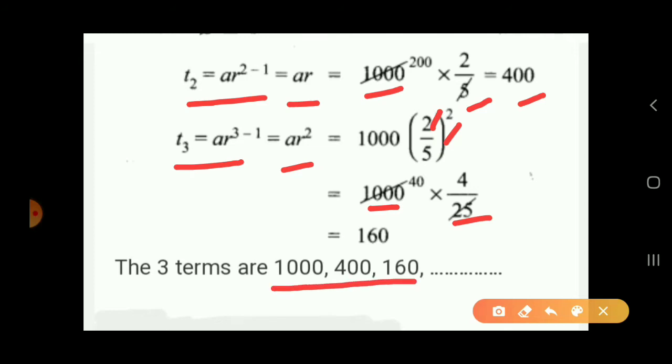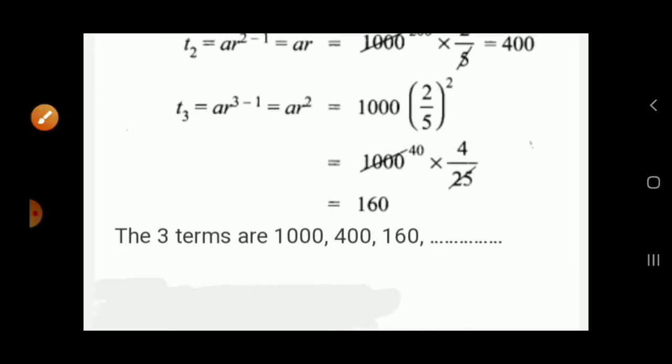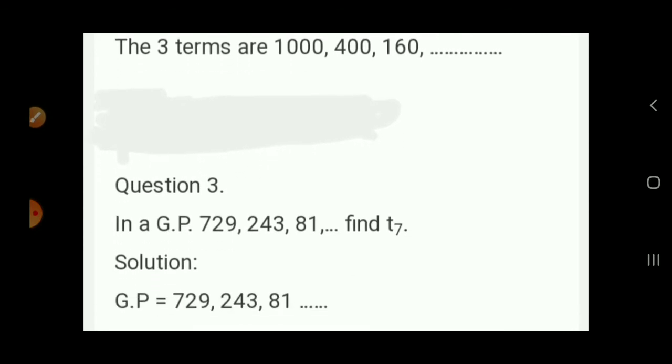1000, 400, 160, these are the three terms of the GP. So next one, question number 3. See question number 3.